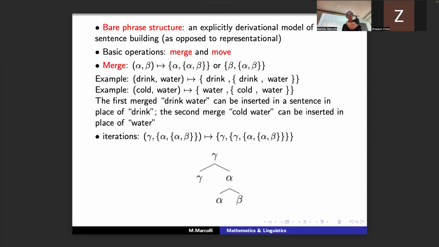at the time that one wants to have two basic operations, one that builds the structure and one that transforms it.